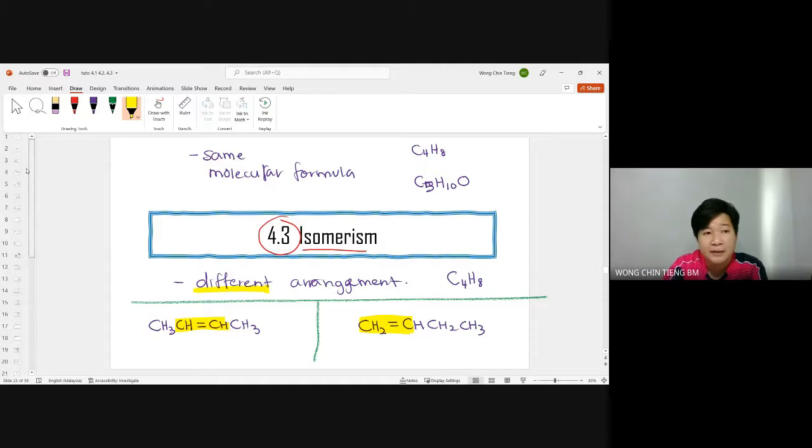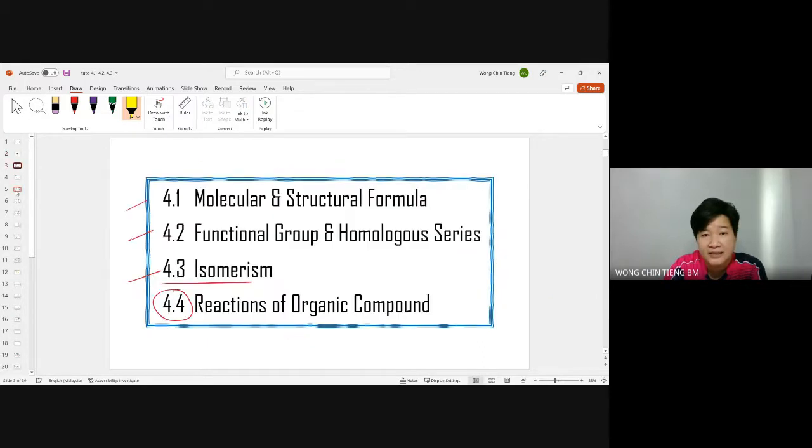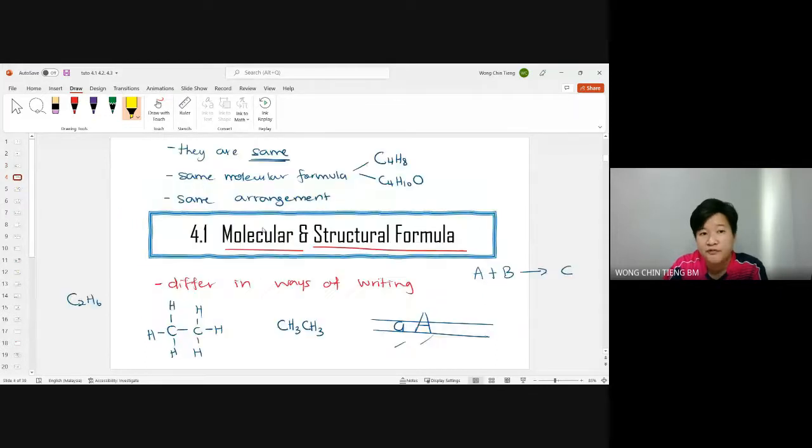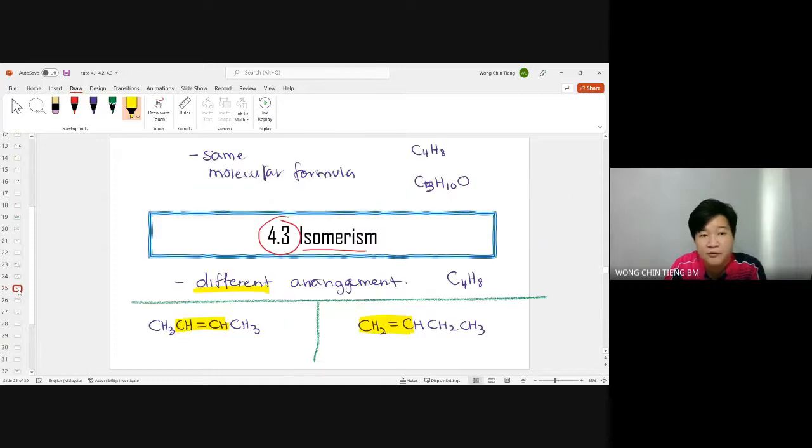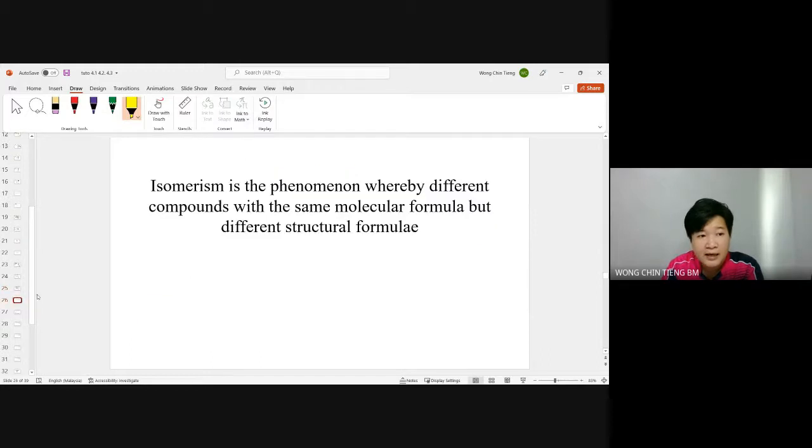Kalau kamu ingat balik dalam structural formula tadi, I told you in structural formula, they must not only have the same molecular formula, they also must have the same arrangement. Diorang disusun sama. Betul? Alright? But in isomerism, it's different. Isomerism, we are talking about arrangement. We are going to have different arrangement. And bila kita ada different arrangement, this is a phenomenon where you have different compounds with the same molecular formula but different structural formula.